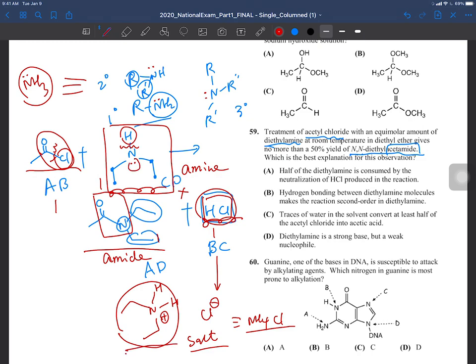But now, after it is protonated, the lone pair is gone. So you lose the ability to keep the reaction going. This is why it's less than 50%, because the theoretical highest yield it can be is 50%. But typically, an organic reaction cannot fully complete, so this is why it's lower than 50%, at least no more than 50%. So I think A is the correct answer.